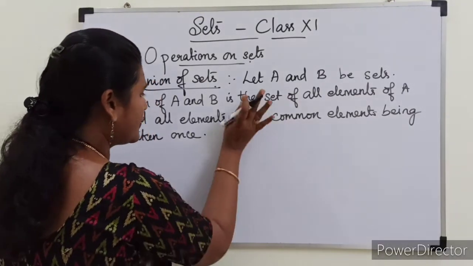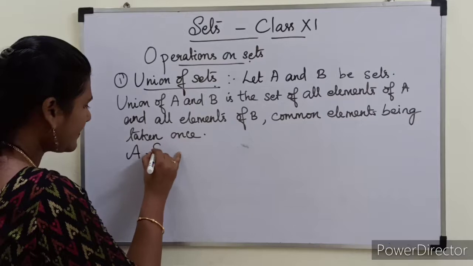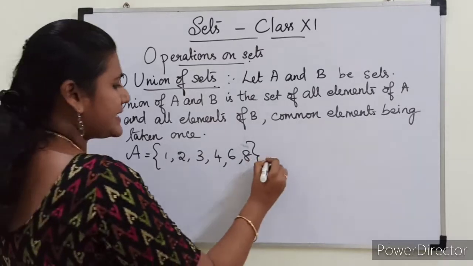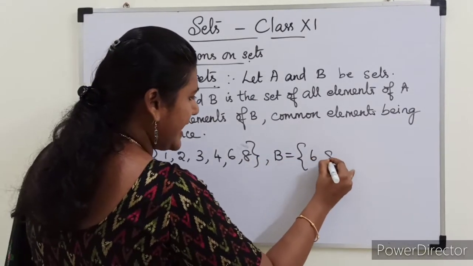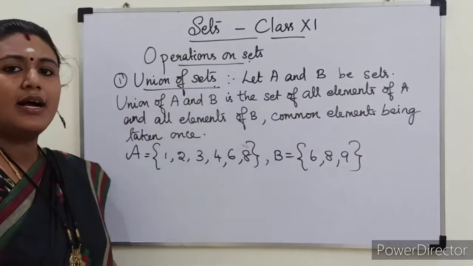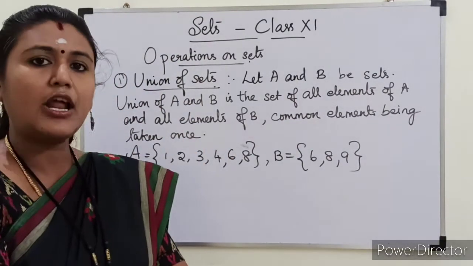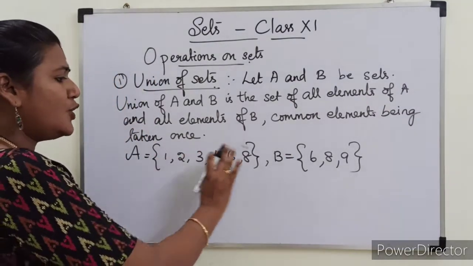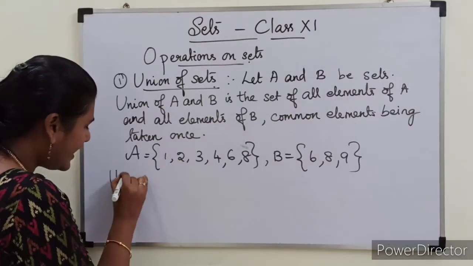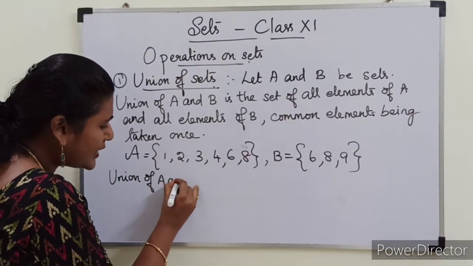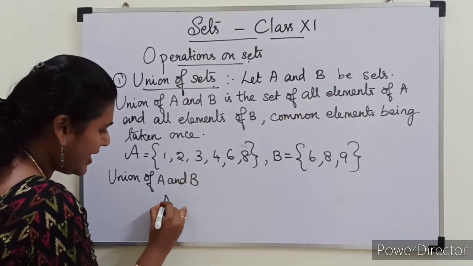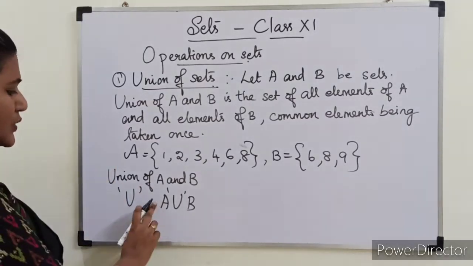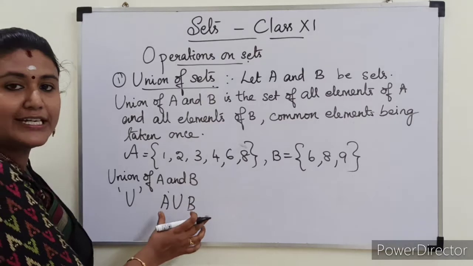Suppose set A is equal to 1, 2, 3, 4, 6, 8. And set B is equal to 6, 8, 9. Here we have two sets A and B. Now we are going to do the operation union on these sets, that is A union B. So the union of A and B we can denote using the symbol ∪. This is the symbol used to represent union. So A ∪ B is how we will denote this.